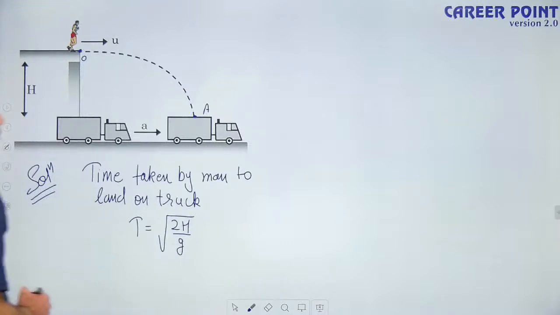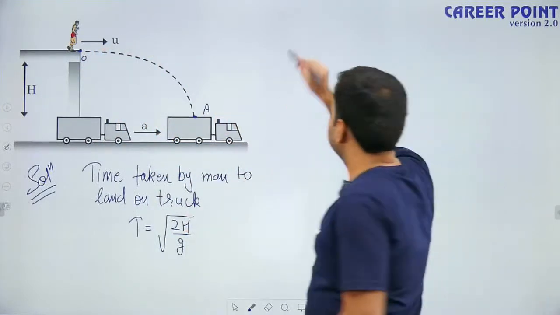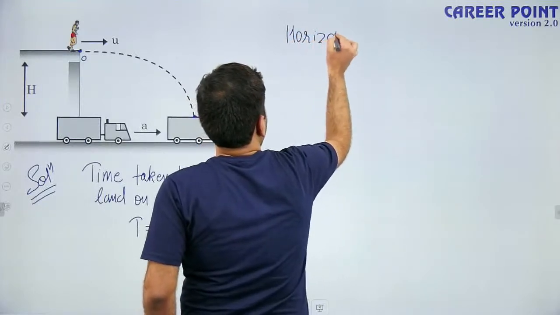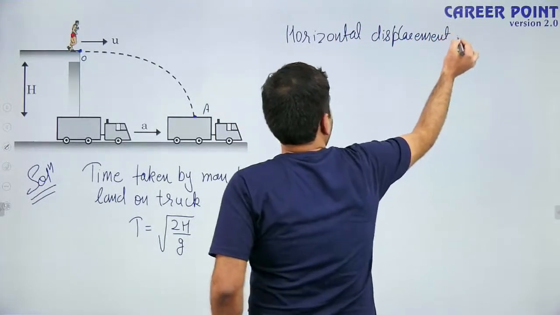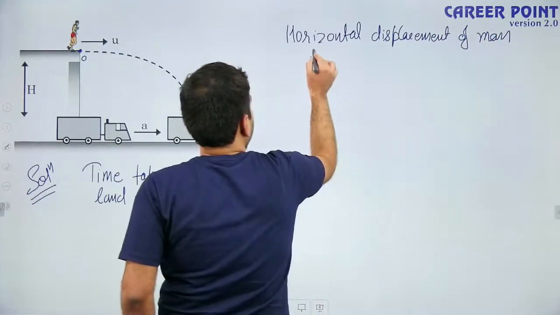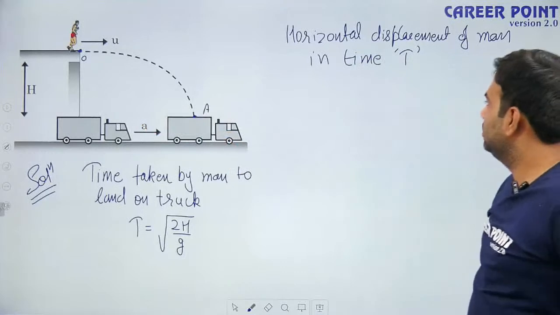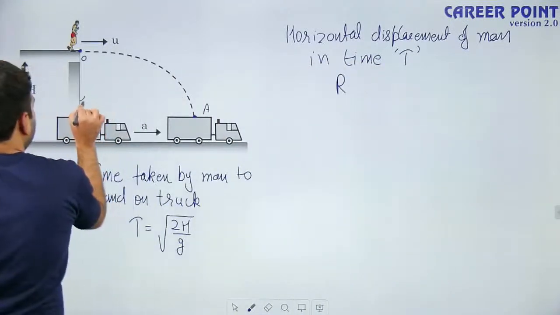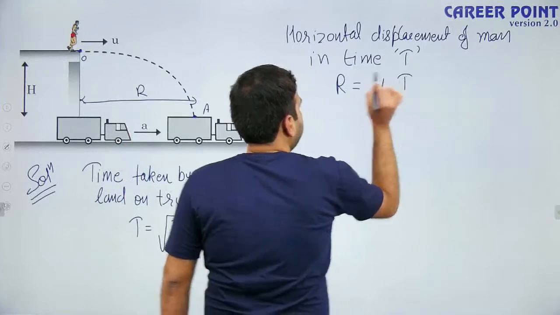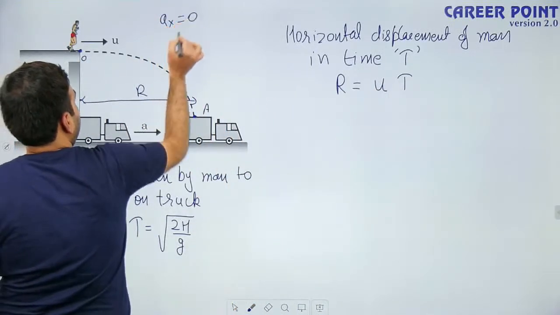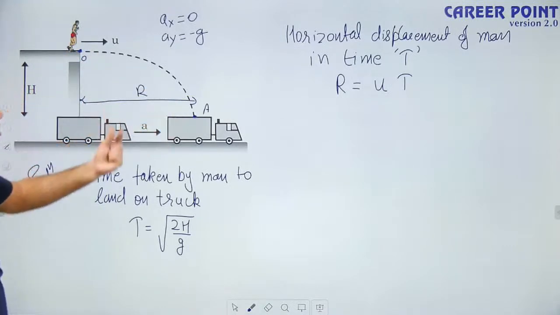Okay, now what is the horizontal displacement of this man in this time? See, horizontal displacement of man in time t. That is basically range. Range is equal to its initial velocity u times t. Why? Because acceleration in x direction is 0 and acceleration in y direction is minus g. So the distance covered by this man in time t will be simply speed into time.